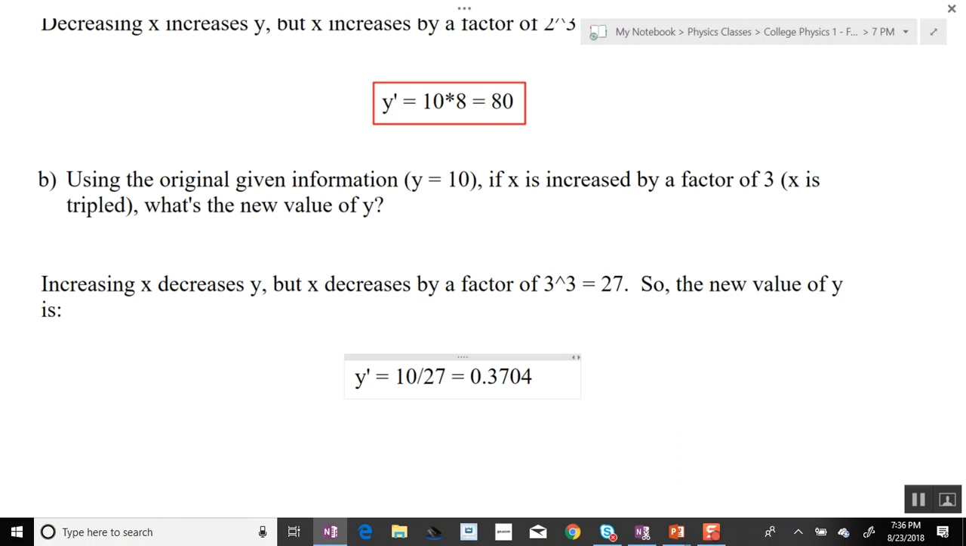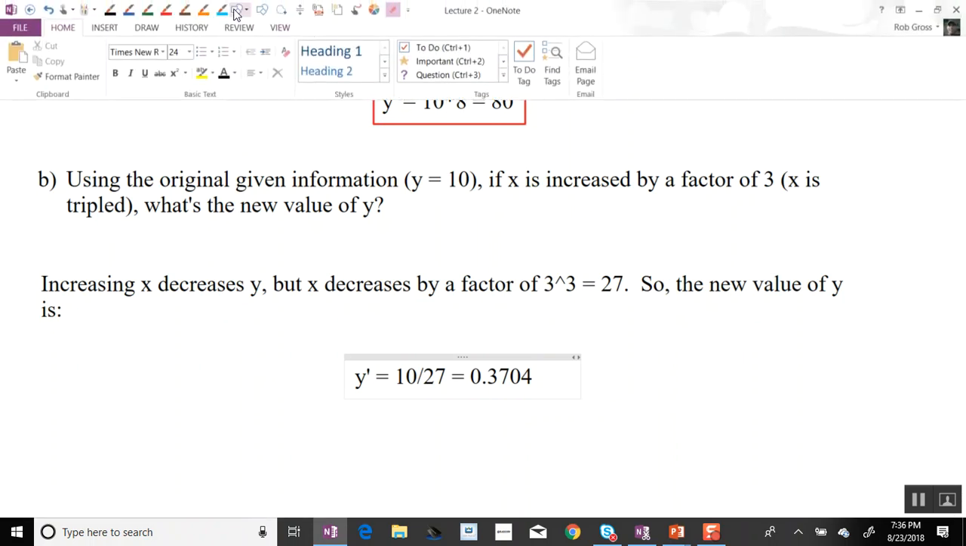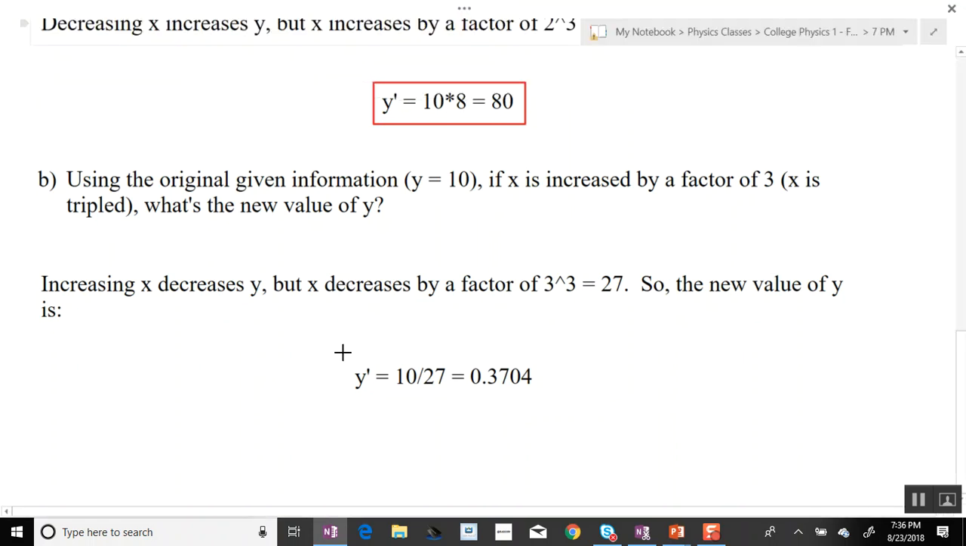So it's actually 10 over 27. That's the best way to write it. But as a decimal, it's 0.3704. All right, so does that make sense so far? Those are kind of straightforward, right?